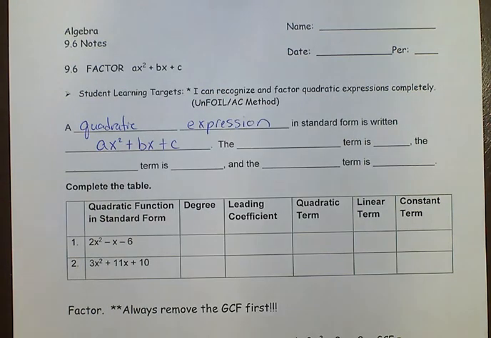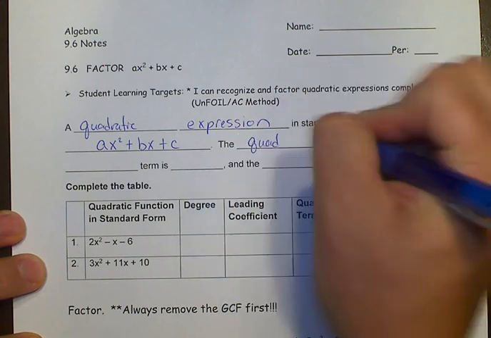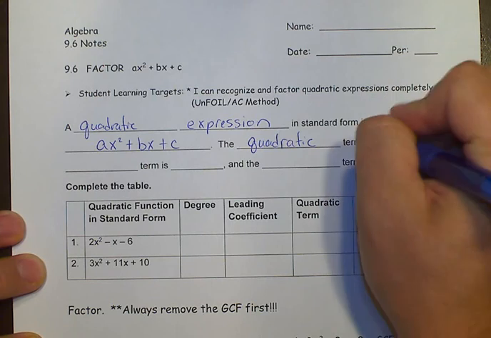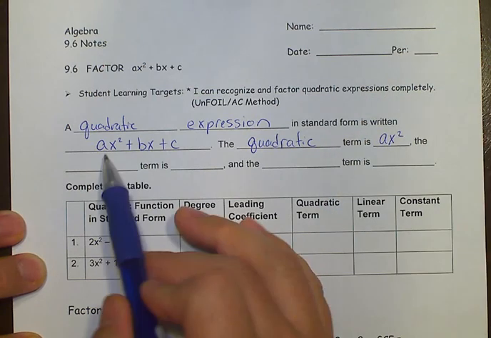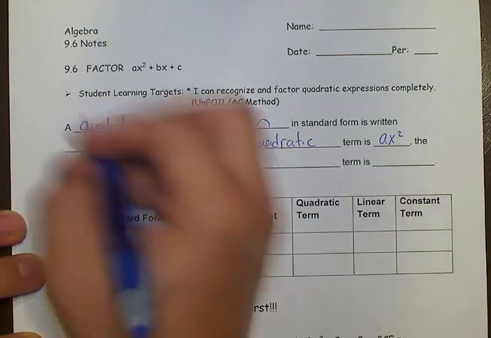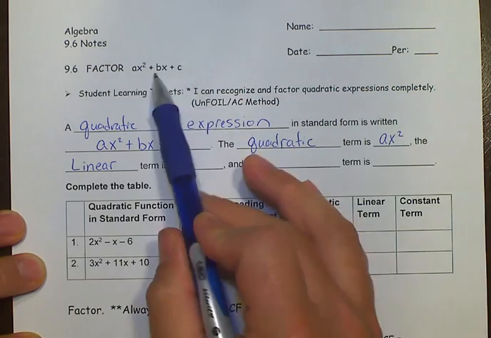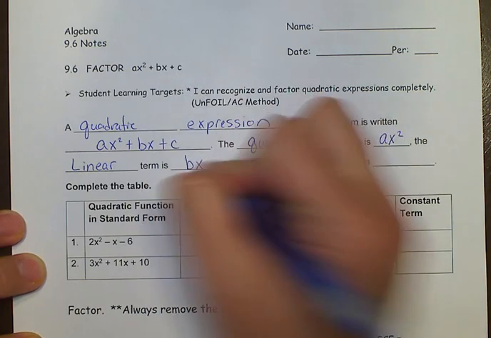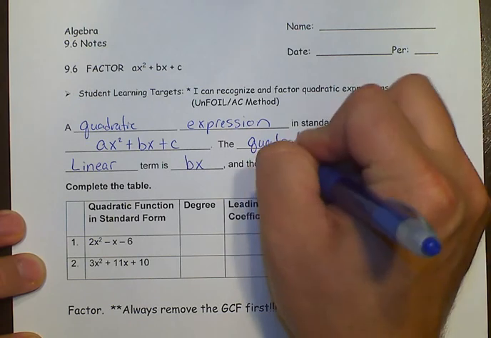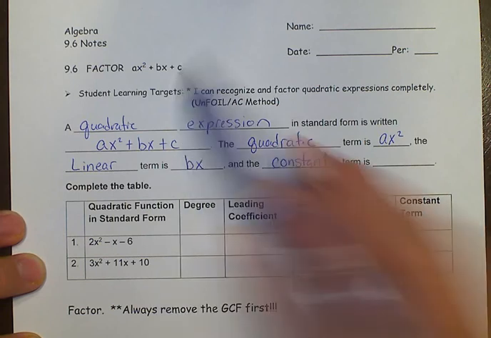Okay, the quadratic term is ax squared. So that first part there, that's our quadratic term. The linear term is our bx. So just bx. And the constant, we know that a constant is a number that doesn't have a variable, so that's going to be my c.